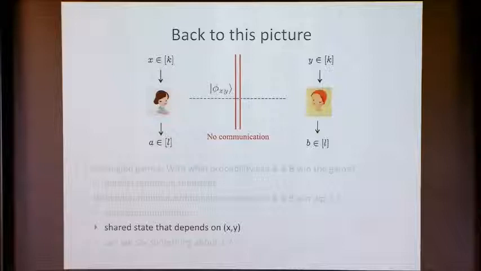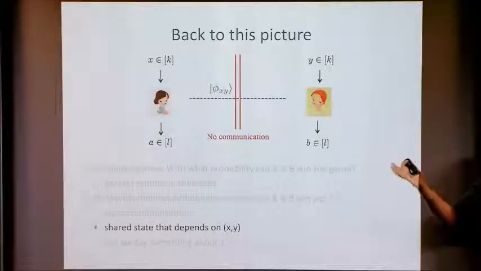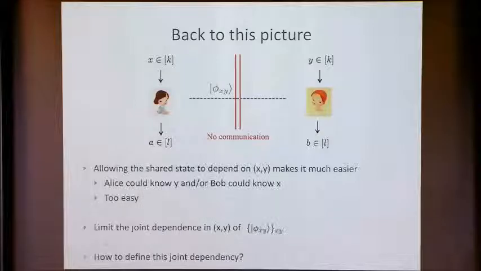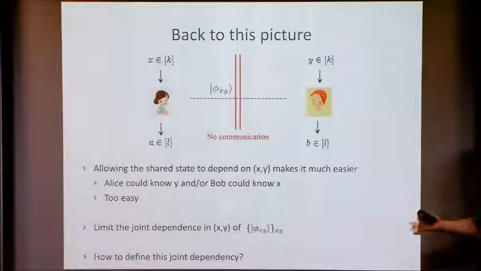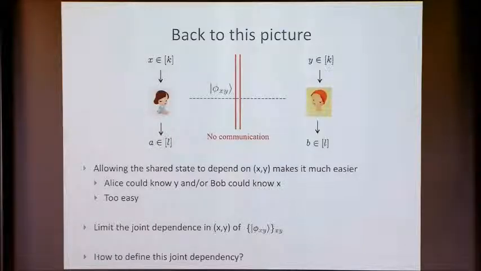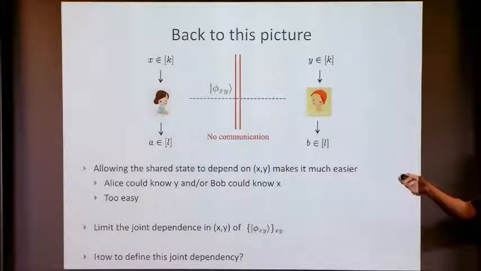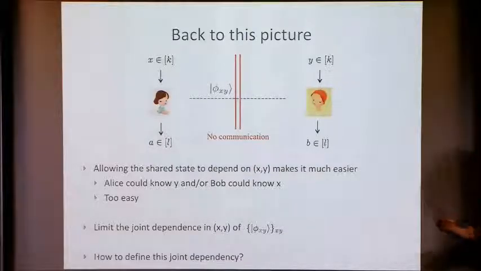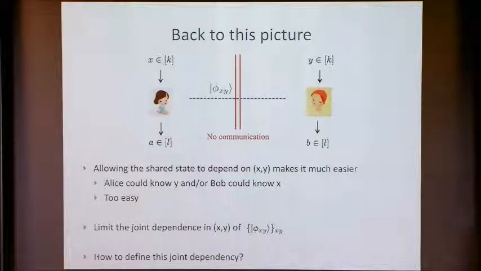Okay, so let's go back to this picture. We said we're looking at Alice and Bob. They have a game, and they have a state that can depend on x and y, and they want to win the game with probability 1. Well, if we don't add any restriction, it's not really interesting, right? Because, for example, in this state, Alice could have full information about y. Alice could know y, Bob could know x. And here, they can trivially win the game. So it's a little bit too easy.